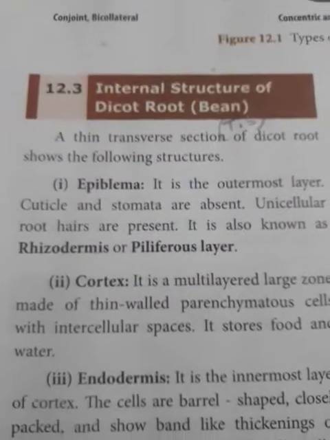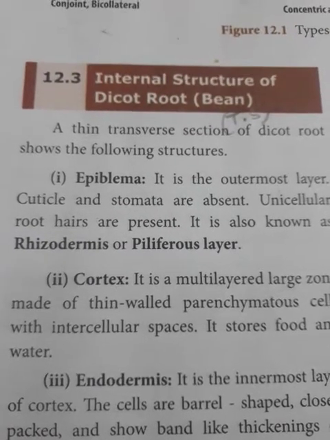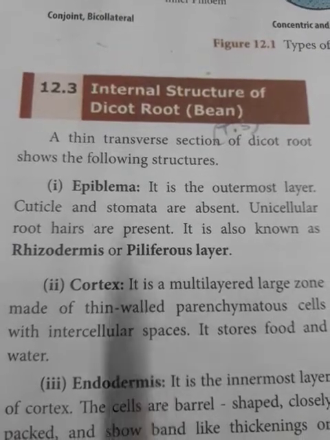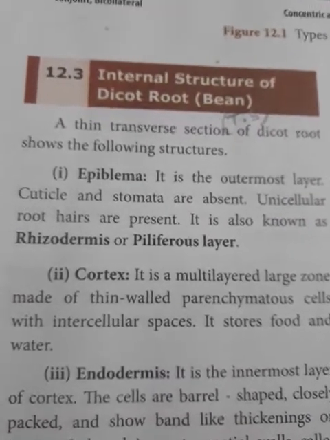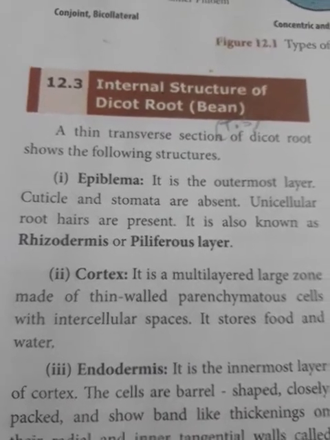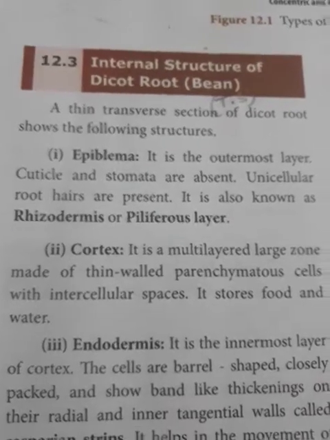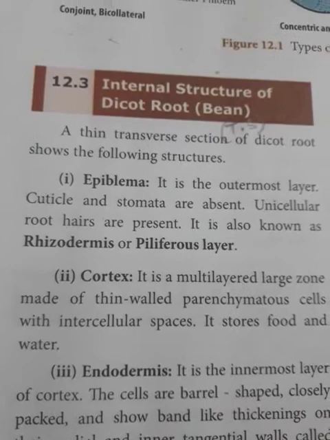Good morning, children. Now we have come to the next part of this chapter, the internal structure of root. In this, we will be discussing the dicot root and the monocot root. Both we will be discussing. Both are the same; only the parts which are different I will say, and those you have to study separately. Okay. Now we are going to start with the dicot root.